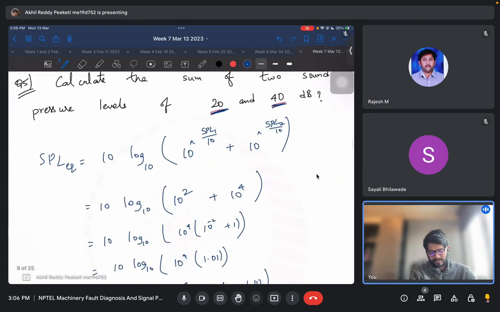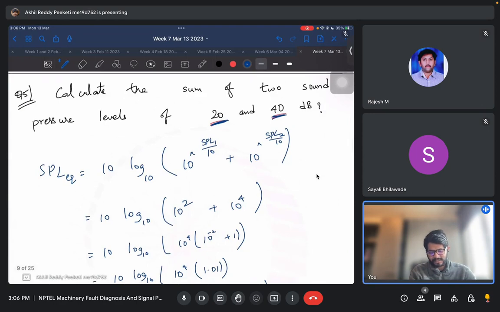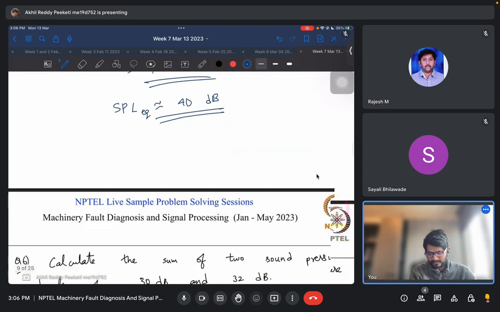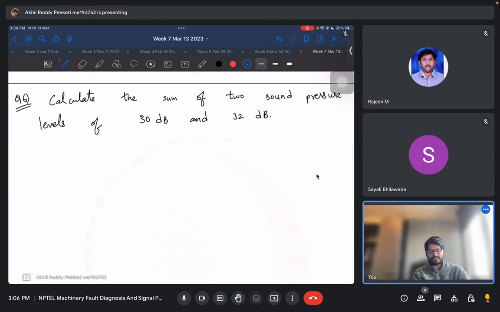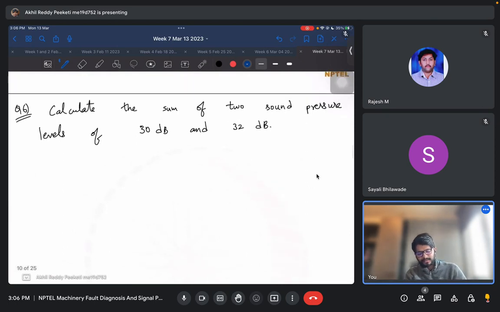Okay. Then we looked at the case with two different SPLs, and let's look at one more question. Calculate the sum of two sound pressure levels of 30 and 32 decibels. Again we need to use the same formula, and I'll give you 2 minutes to solve it. And let me know the answer.